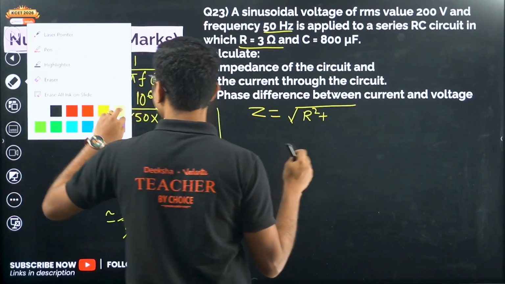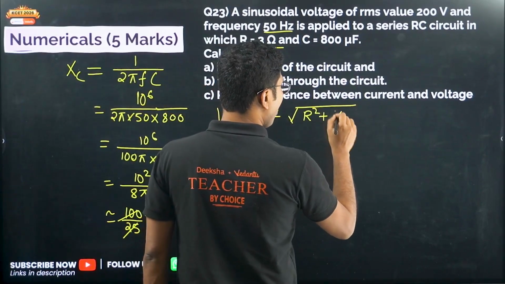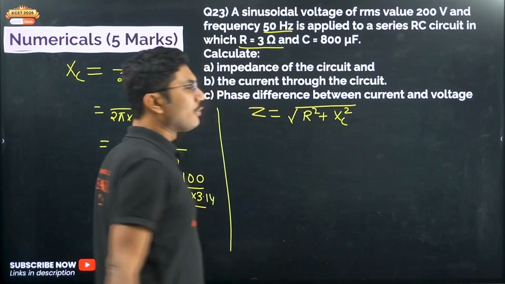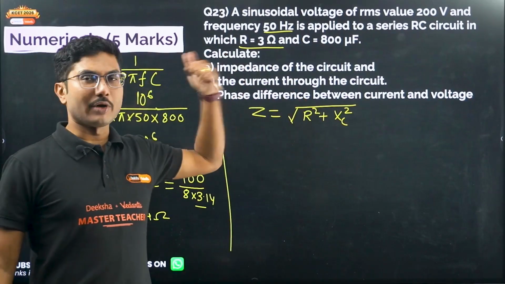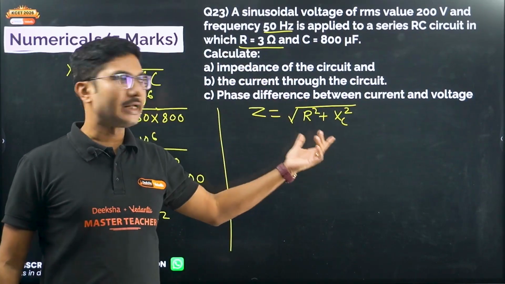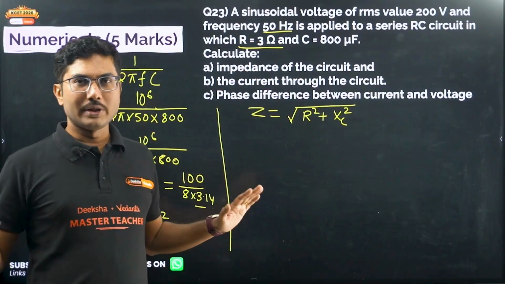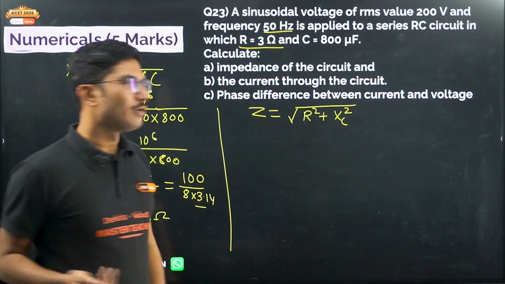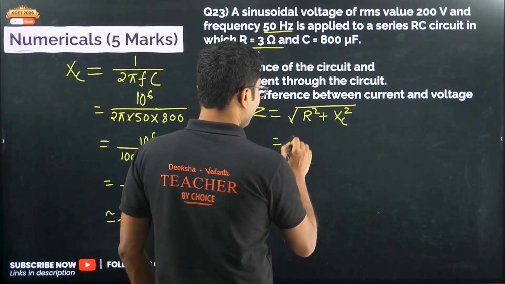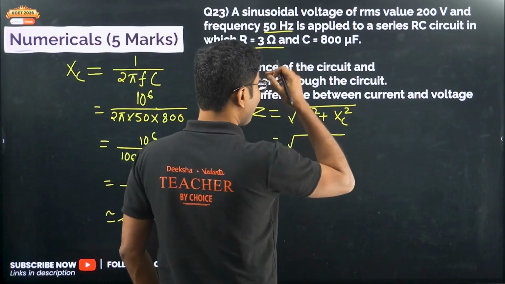Okay, so when only R and C or R and L are there, you can still use the same formula. Only thing, whatever is missing, you put 0 in that place and you will get the impedance. Okay, one formula to rule them all. Okay, one ring to rule them all. Right, so one formula to apply everywhere.